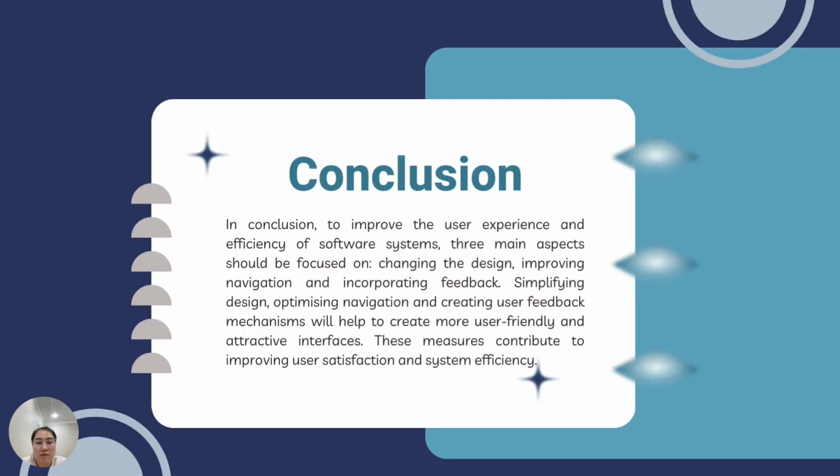In conclusion, to improve the user experience and efficiency of software systems, three main aspects should be focused on: simplifying the design, improving navigation, and incorporating feedback. Simplifying design, optimizing navigation, and creating user feedback mechanisms will help to create more user-friendly and attractive interfaces. These measures contribute to improving user satisfaction and system efficiency.